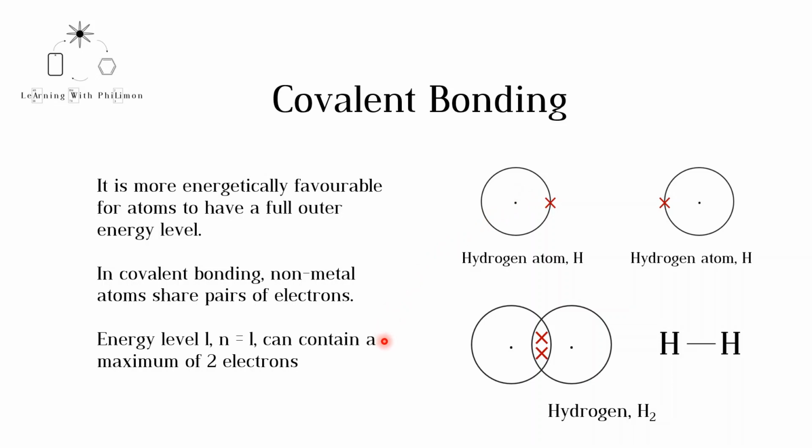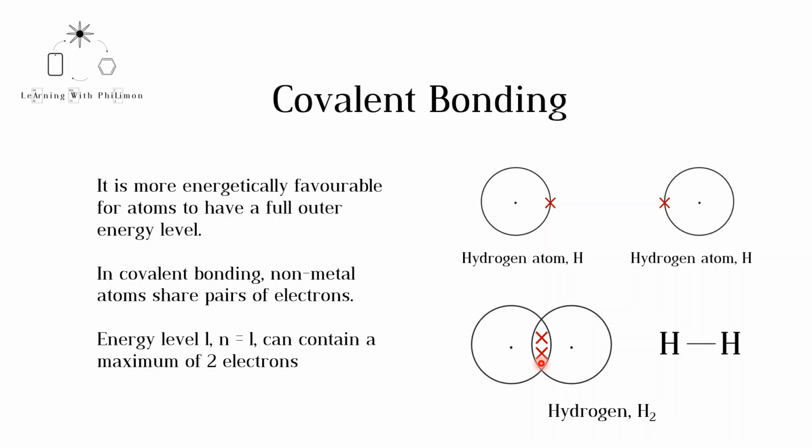Remember that the first energy level, sometimes represented as n is equal to 1, can contain a maximum of 2 electrons. Each hydrogen atom is missing 1 electron in order to complete its outer energy level. This can be achieved if the hydrogen atoms share their electron. In the diagram, we see that the electrons are between the two hydrogen nuclei, so each hydrogen now has 2 electrons. This diagram is called a dot and cross diagram and can be thought of as a Venn diagram, where any electrons between the two circles are shared between both atoms.